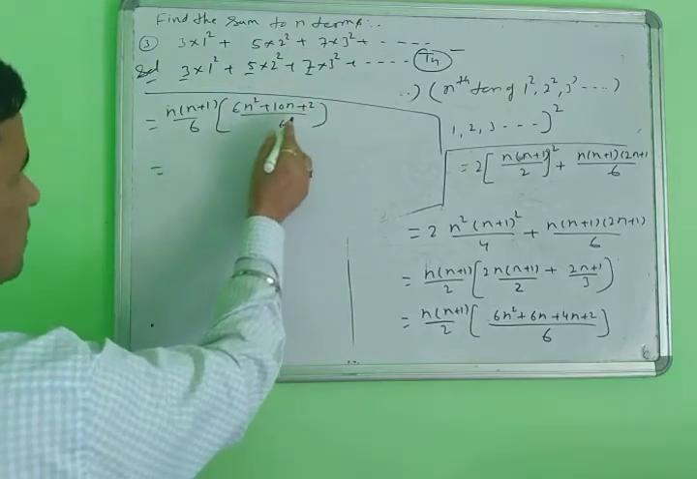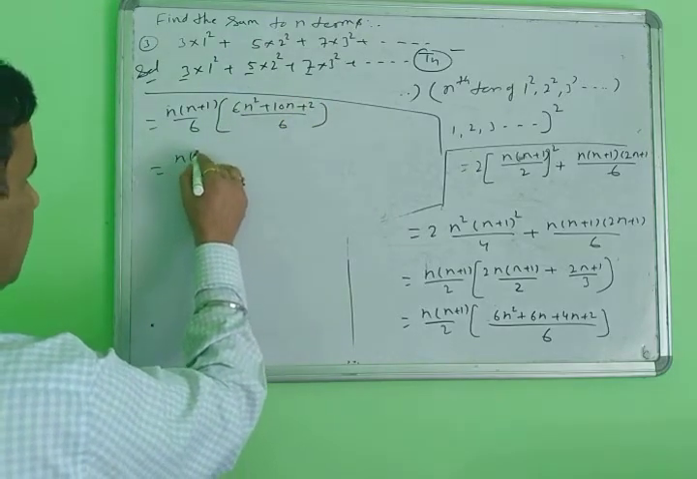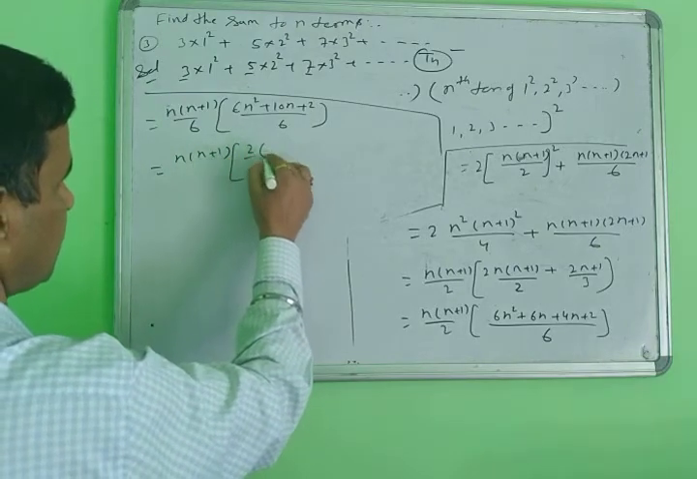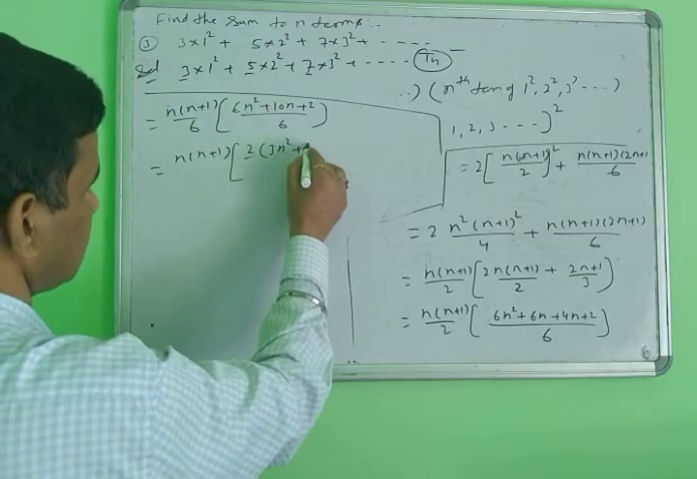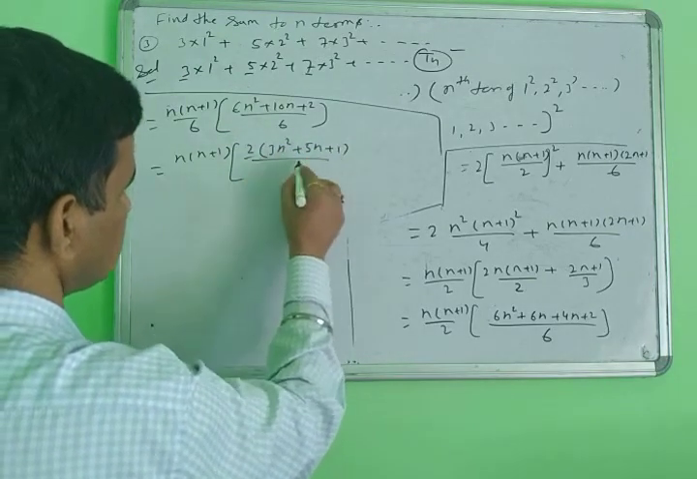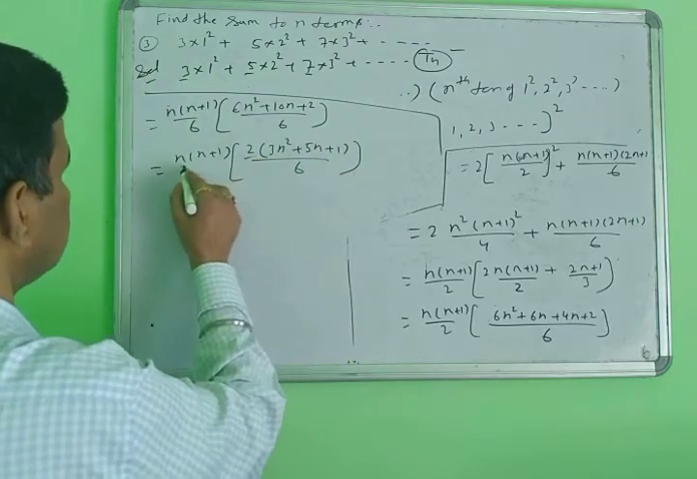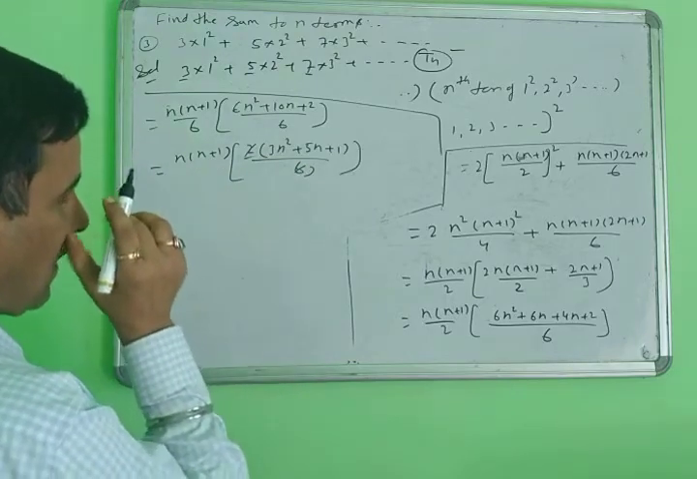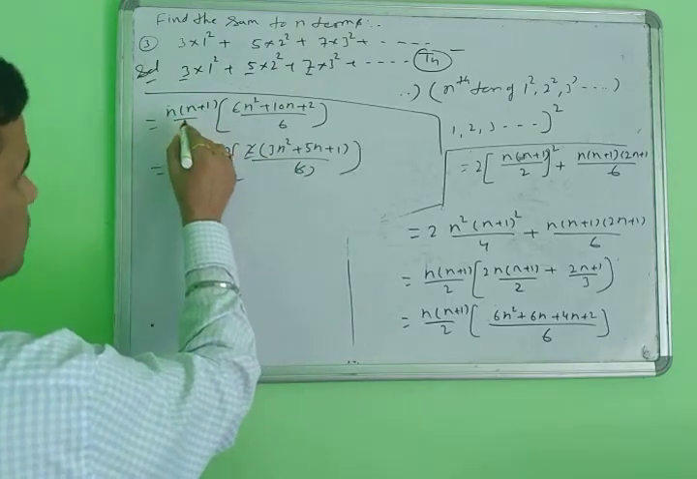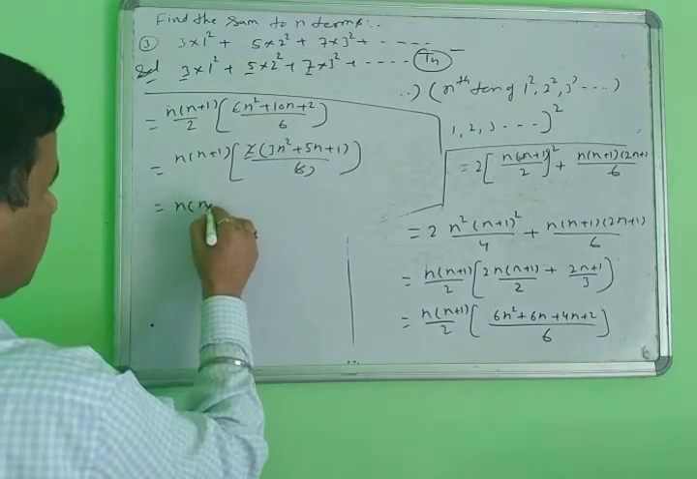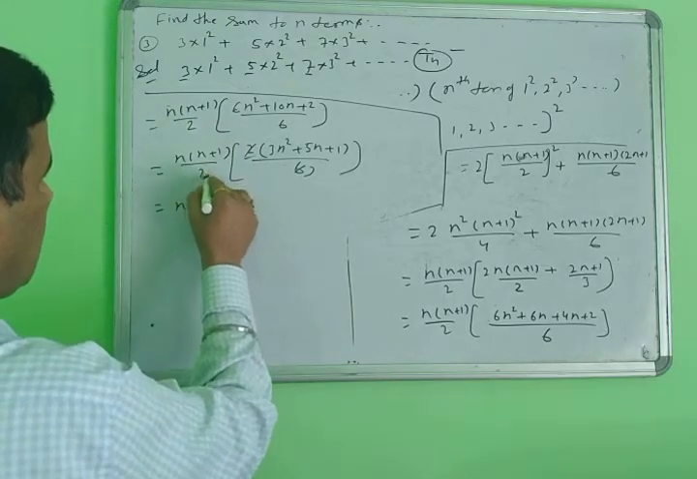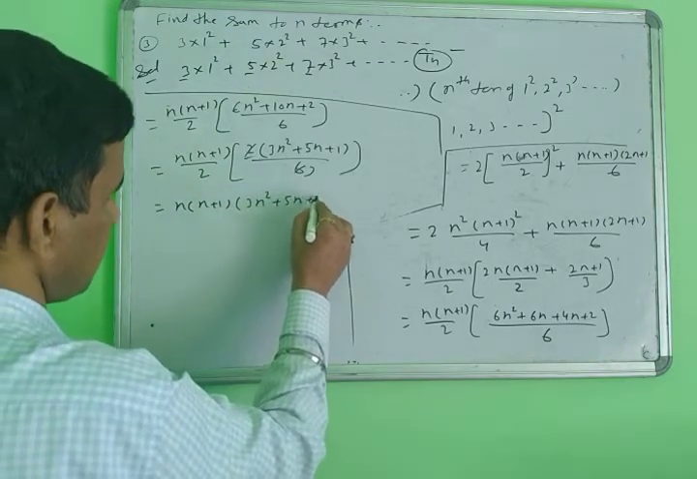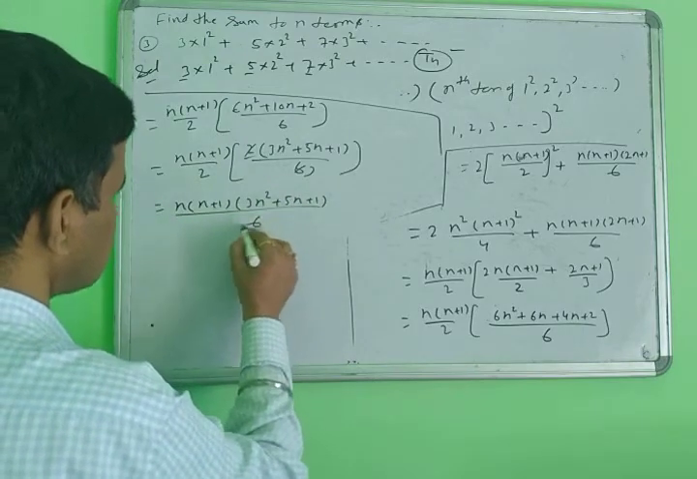Again taking common 2 and n plus 1 here. Taking common 2, what is left here is 3n square plus 5n plus 1 upon 6. And this 2 times 3 is 6, so this will be cancelled. So n plus 1 and 3n square plus 5n plus 1, a whole upon 6. This is your answer.